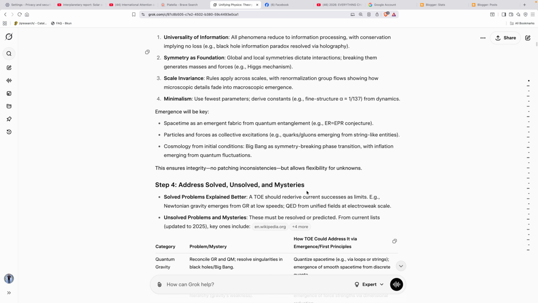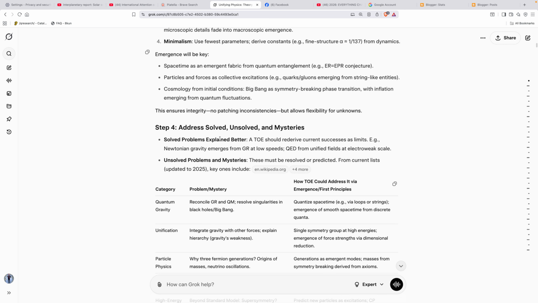And basically, to help it, to ask Grok to unify, I said, unify it in a way that addresses solved, unsolved, and mysteries of science. So, solved problems explained better. A TOE should rederive current successes as limits. Yeah, and this is like Newtonian gravity emerging from general relativity at low speeds. A lot of this stuff we'll see, that's why we're doing it this way.